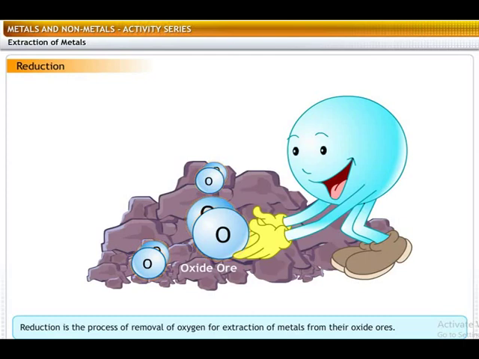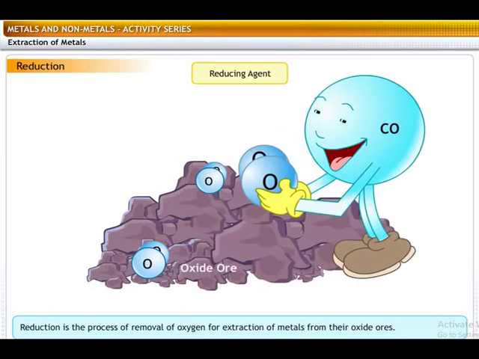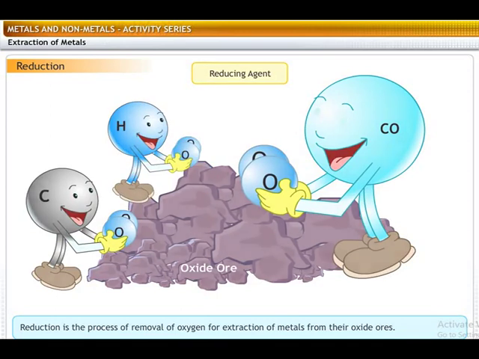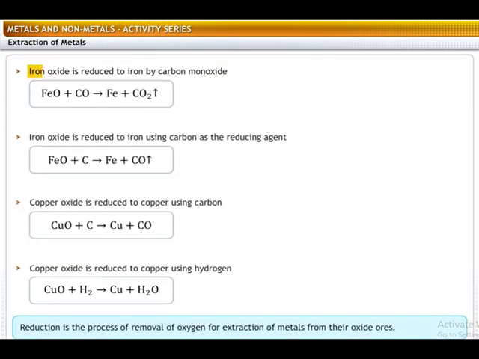The common reducing agents used for reduction of metal oxides are carbon monoxide, carbon, and hydrogen. For example, iron oxide is reduced to iron by carbon monoxide. Iron oxide is reduced to iron using carbon as the reducing agent. Similarly, copper oxide is reduced to copper using carbon. Copper oxide is reduced to copper using hydrogen.